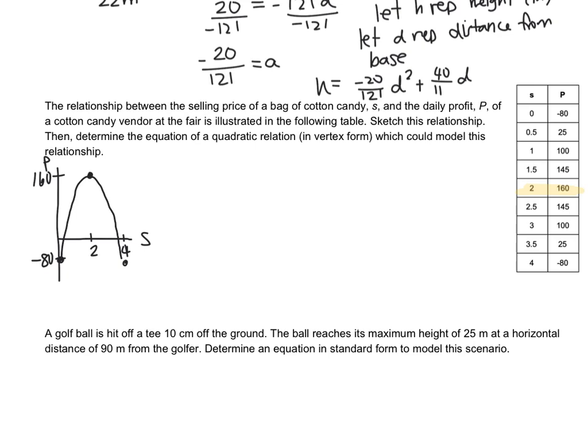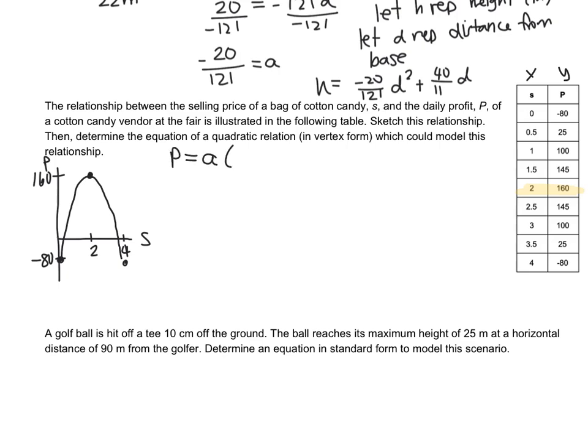Now, we need vertex form, so I'm going to use my vertex and put it into vertex form. Now, you can start off by using S and P right away, or you can use X and Y and then put S and P at the end. But I'm just going to use S and P from the very beginning. So S is kind of like our X coordinate and P is like our Y. So I'm going to start off, instead of Y equals, I'm going to write P equals.